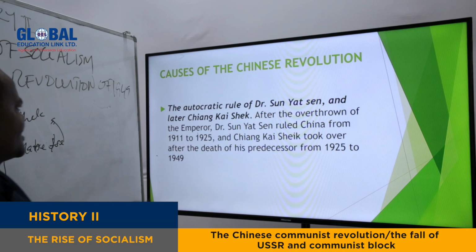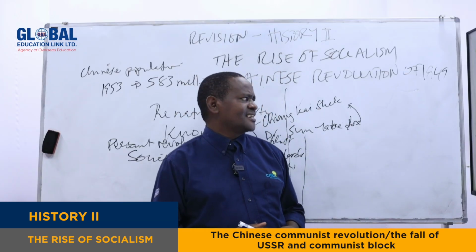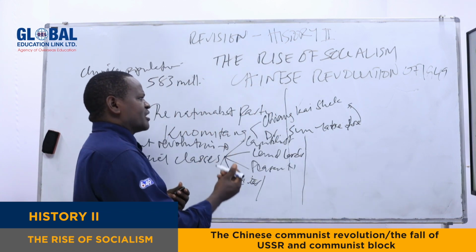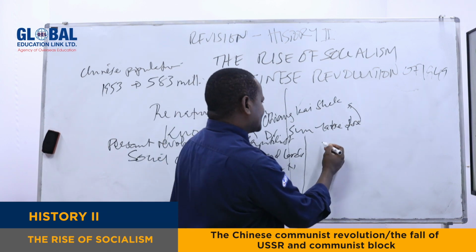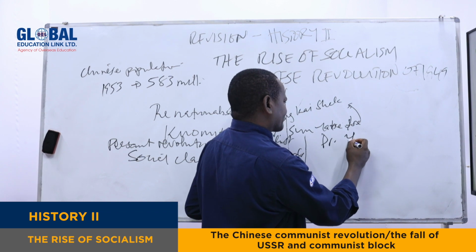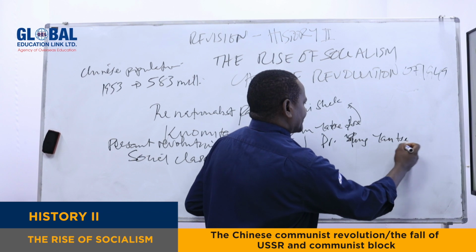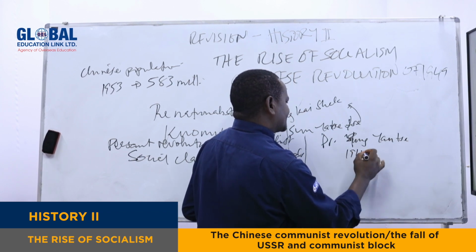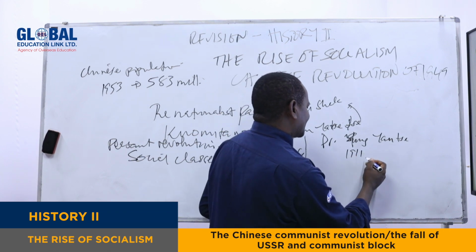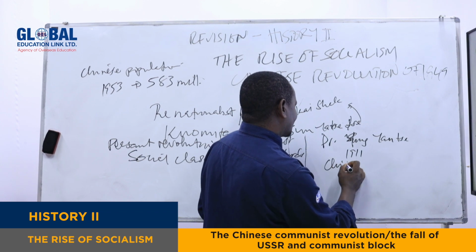Another point here is the autocratic rule of Dr. Sun Yat-sen and later Chiang Kai-shek. These two leaders were ruling the country like dictators. First, there was Dr. Sun Yat-sen. He came to power in 1911 after he overthrew the Emperor of China. And after his death, in 1925, Chiang Kai-shek came to power.